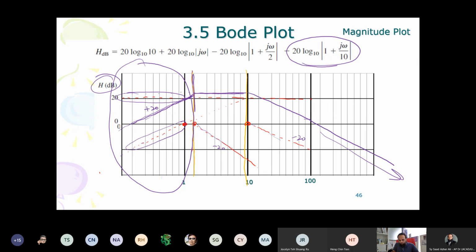Okay. I think I should do one more magnitude plot first and then come to the phase plot for the next example. So I'm going to the next example for the magnitude plot itself, not the phase plot. Is it okay? Or do you want me to do the phase plot and then go for the next example? Do I do one more magnitude plot and then come to the phase, or I complete this example and then go to the next example?